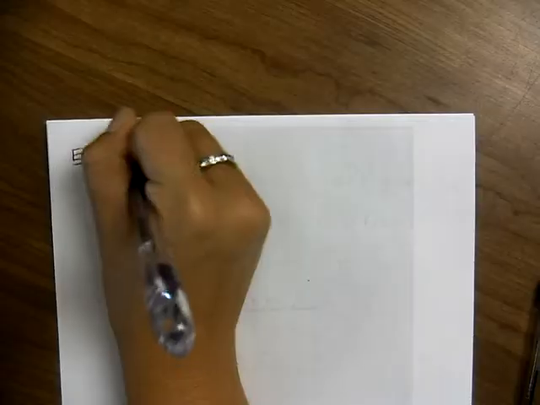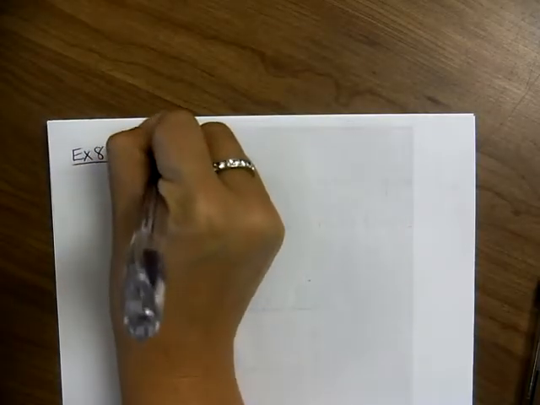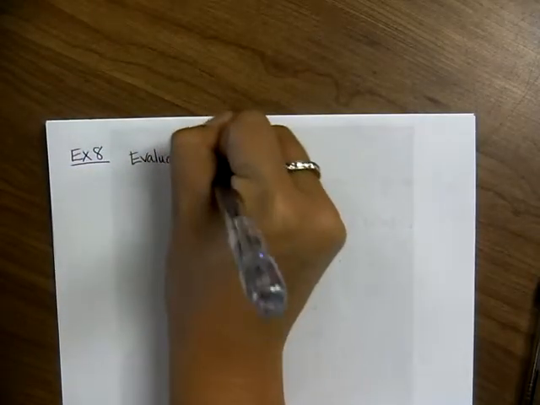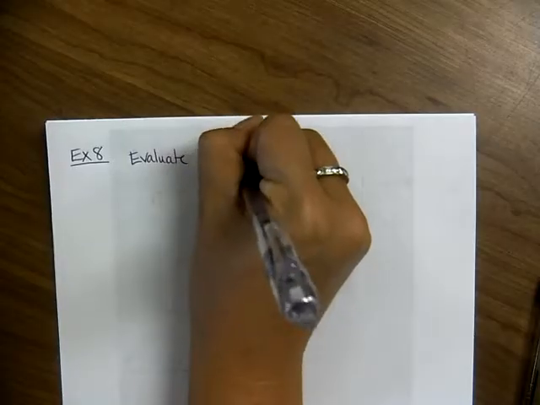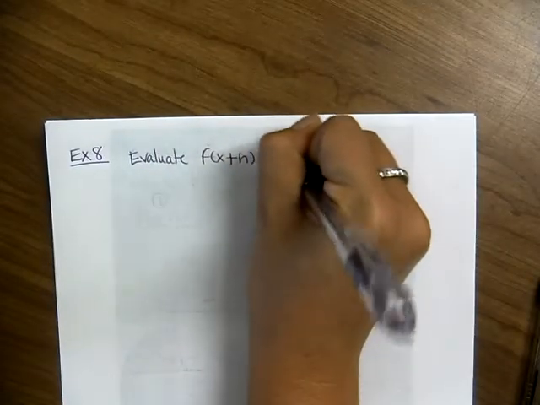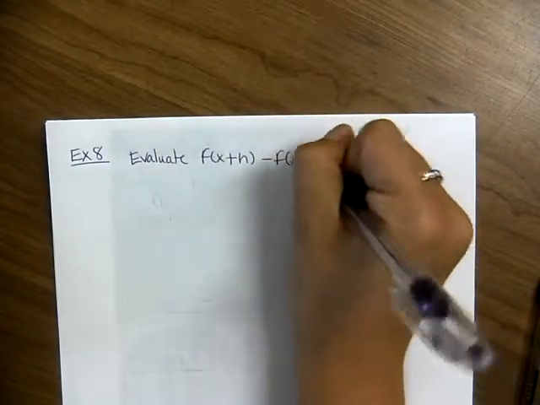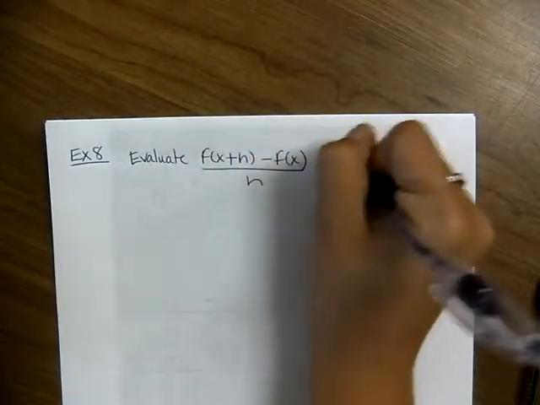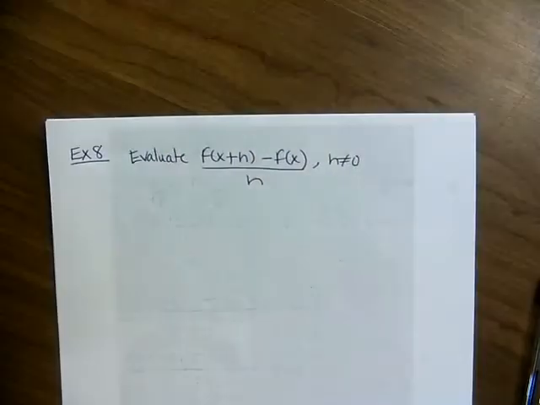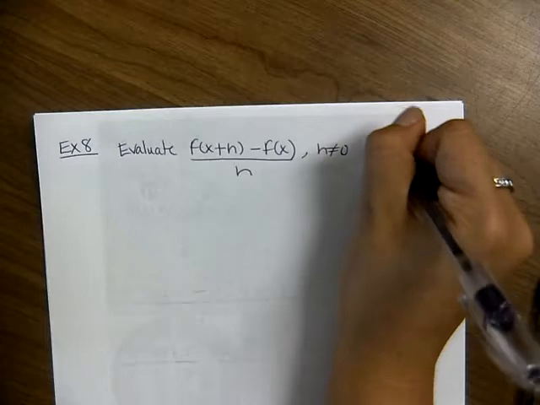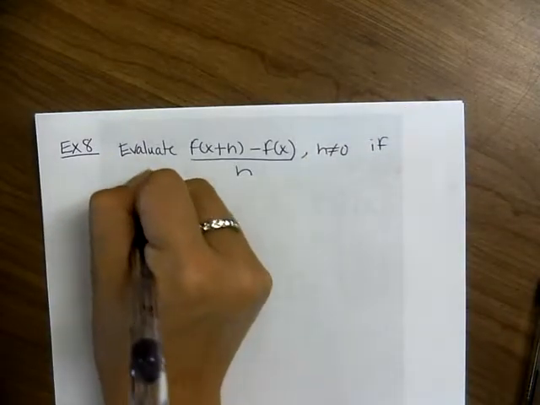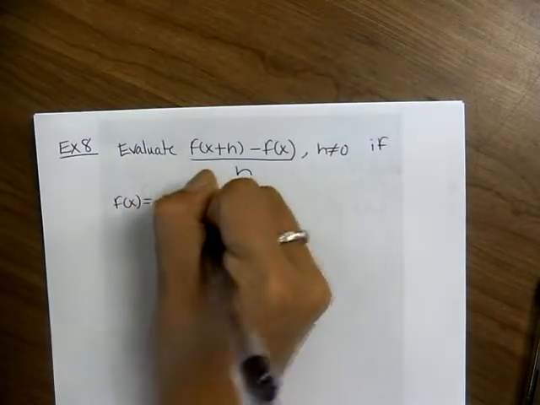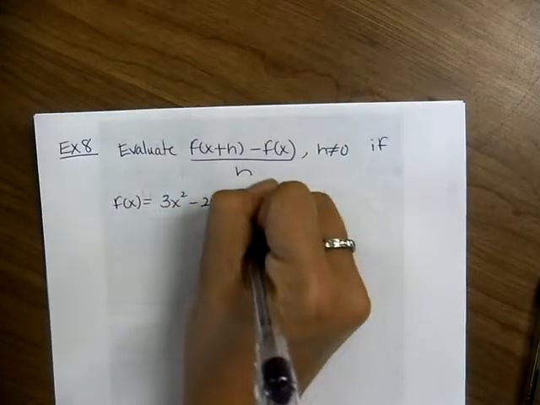Okay. So we'll call this 8. Evaluate f of x plus h minus f of x, all divided by h, where h can't equal 0, if f of x equals 3x squared minus 2x plus 1.